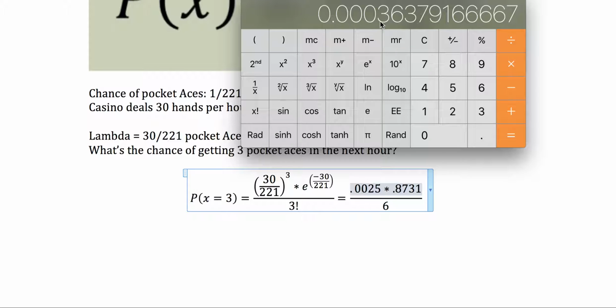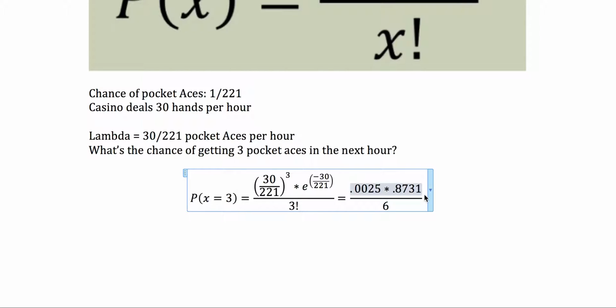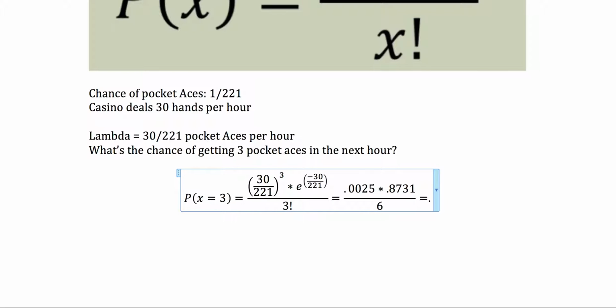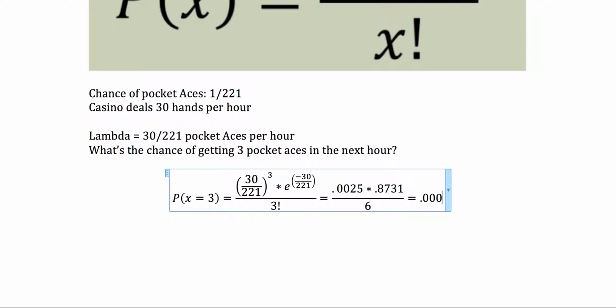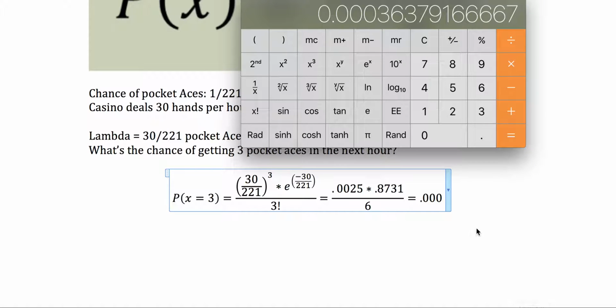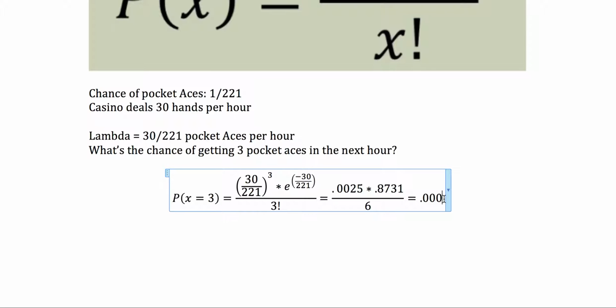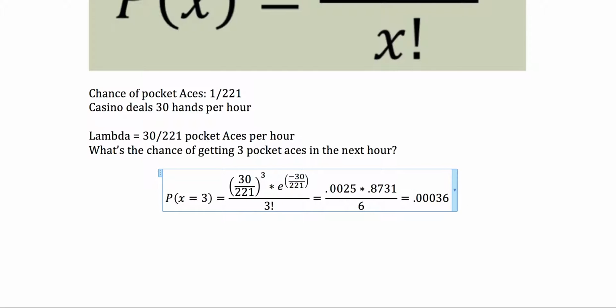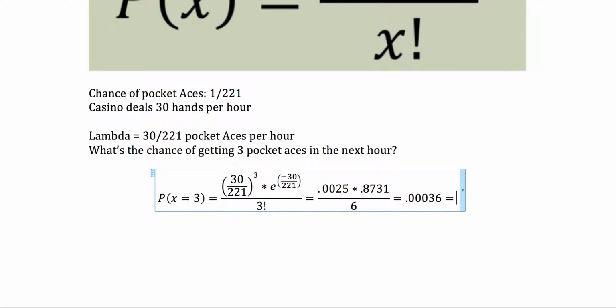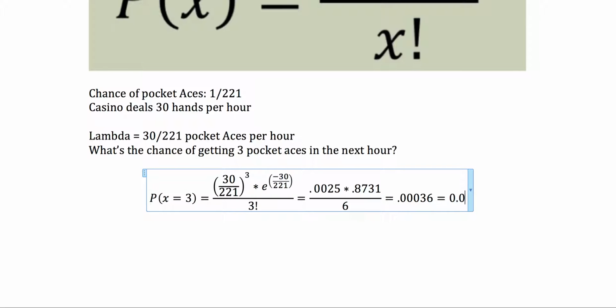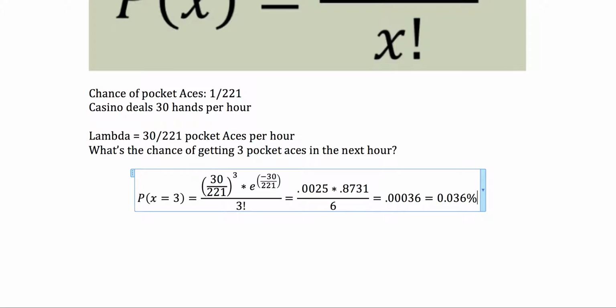0.0003 and 6. So that's equal to maybe 0.036%. So the chance that you'll get exactly three pocket aces in the next hour is 0.036%.